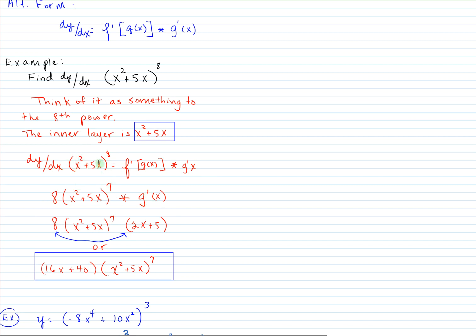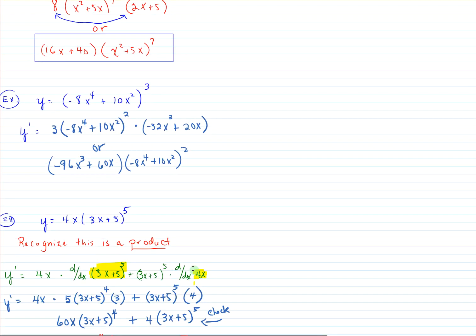And so now we have to multiply by the derivative of this. That's going to be 2x plus 5. So now we have 8 times this to the 7th times this. It's all being multiplied. So sometimes you can just take the 8 and multiply it here. That's this 16x plus 40 times this to the 7th. So either way should work for your answer.